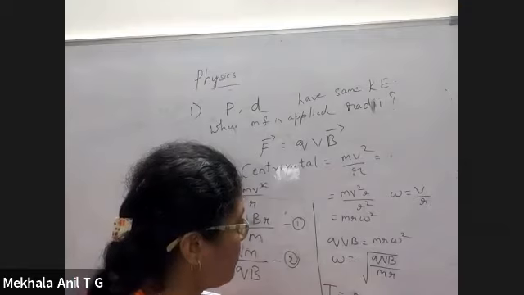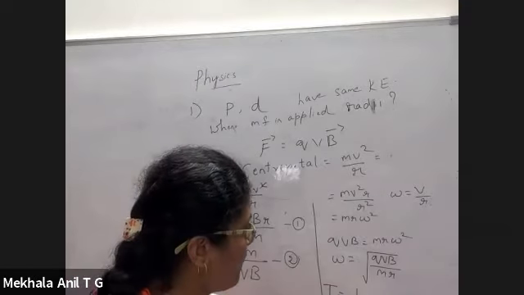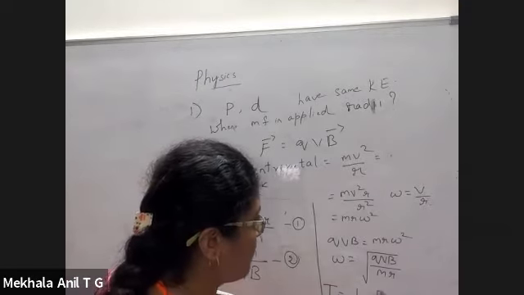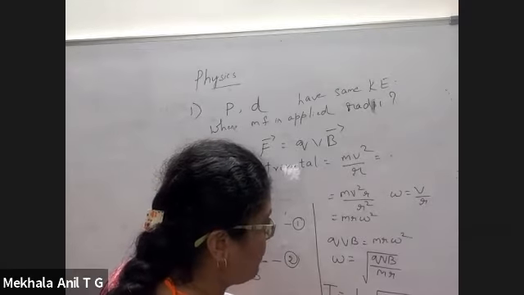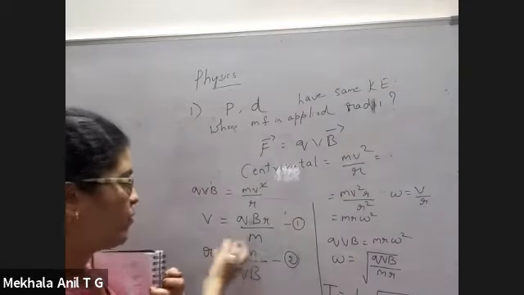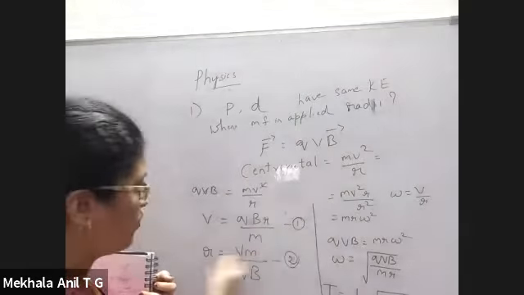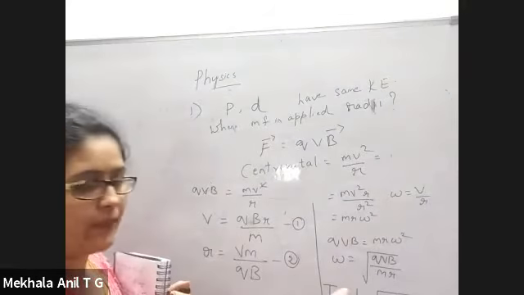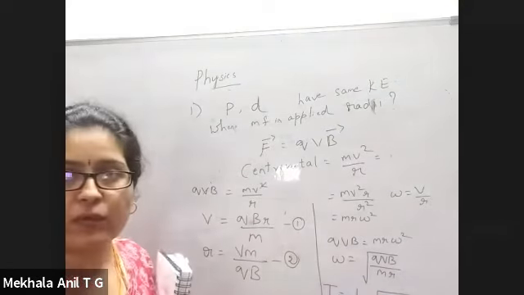T is 1 by 2 pi root of mr by QVB. And you know v, you know r, you know omega, you know T. The frequency f is nothing but 1 by T. You take the reciprocal of it.